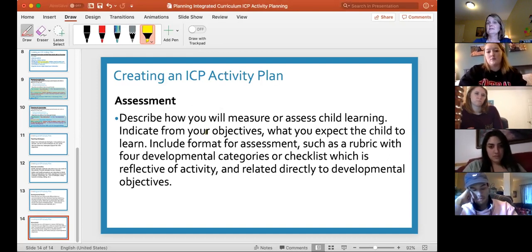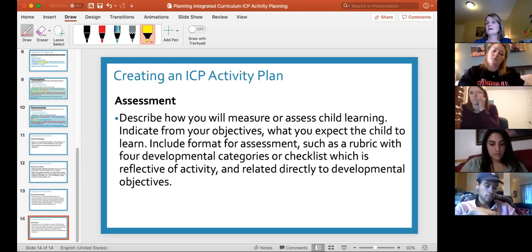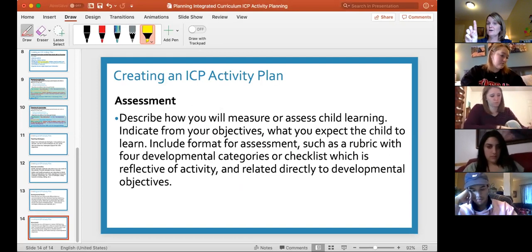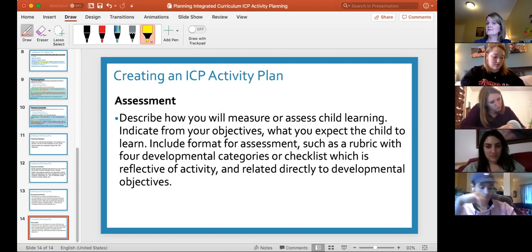Okay, and then the assessment. When I review your plans, there are 3 things that I look at right away. The first thing I do is read your overview. Then I look at your planning, because whatever you tell me in the overview should match the planning. And the third thing I look at is the assessment, because all those things are aligned.